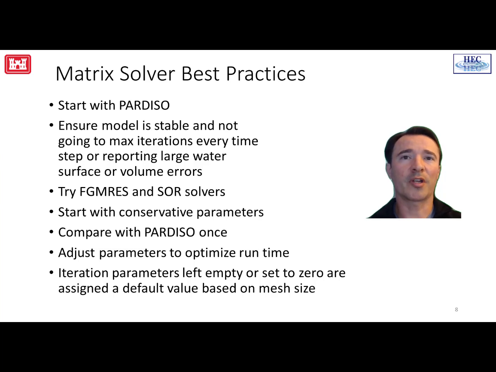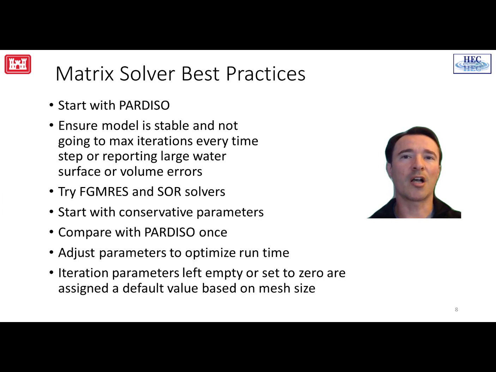When setting up a model, it's recommended to start with Partiso. This is so that you have a reference to compare the iterative solver results and runtimes. Ensure the model is stable and running well. This means not going to max iterations every time step and reporting large water surface or volume errors. Once the model is running well, try the iterative solvers starting with HEC-RAS. Start with conservative parameters. This means small convergence tolerances and lots of iterations. Compare the iterative solver results to Partiso to make sure there's no solution drift. If there is, then the convergence tolerance may be too large, the maximum number of iterations may be too large, or the minimum number of iterations may be too small.